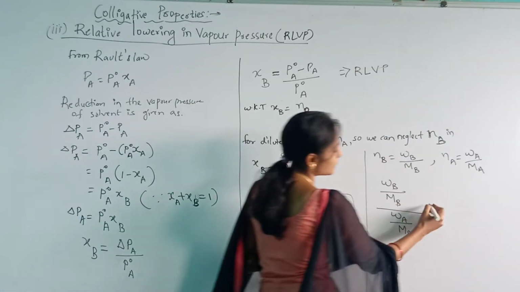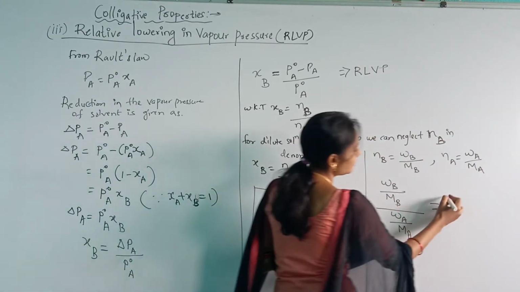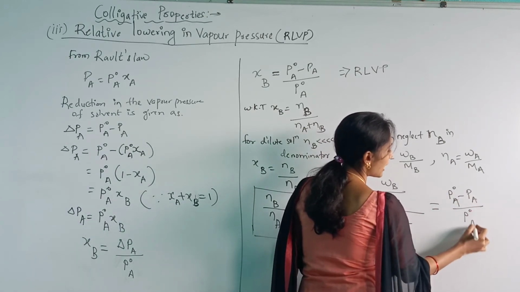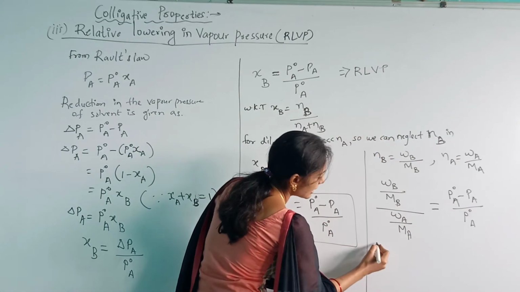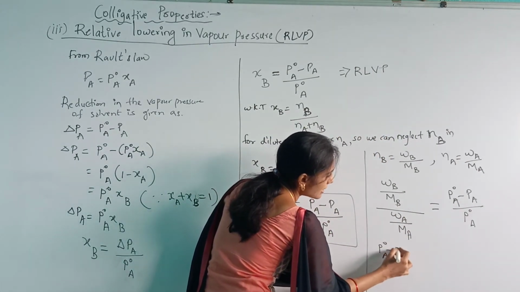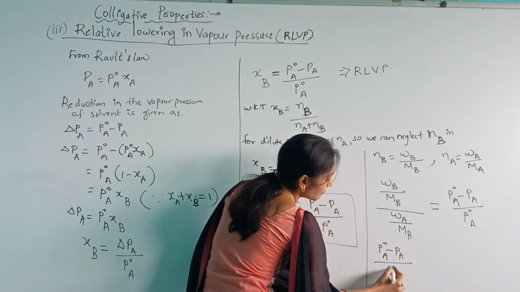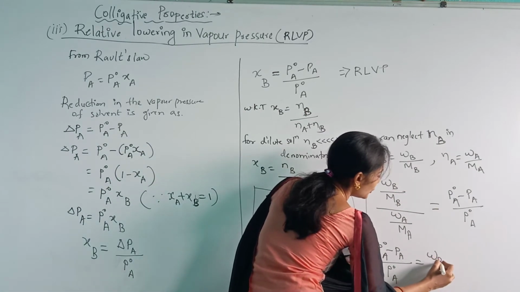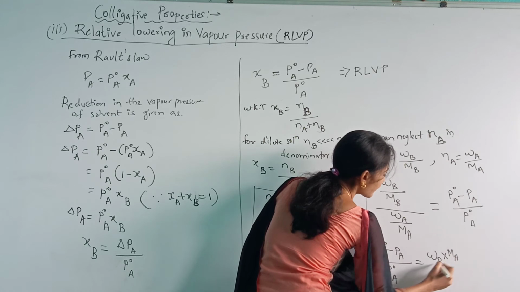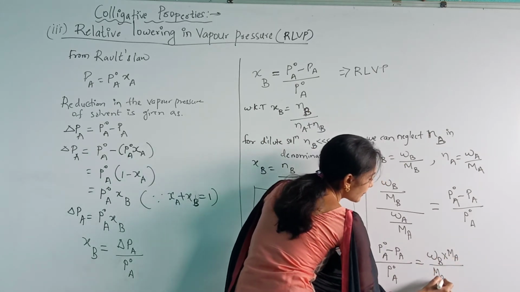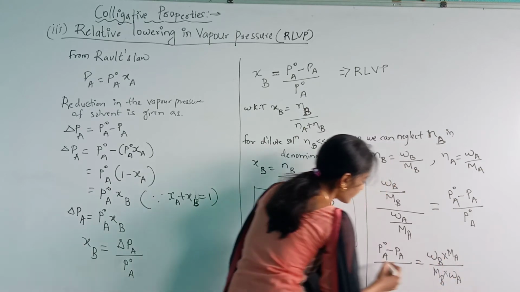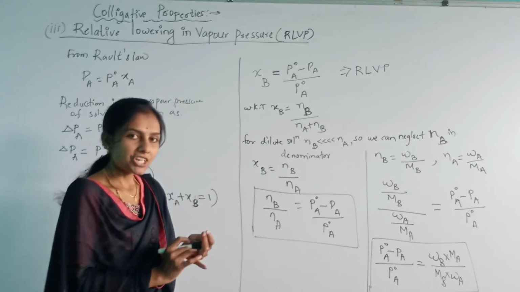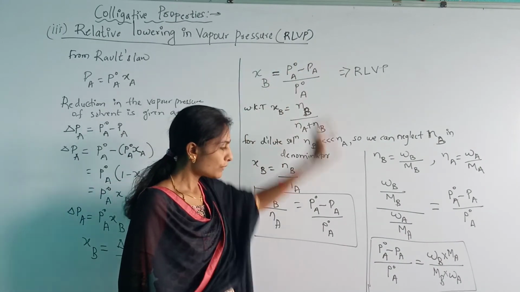molecular weight of solvent. This will become equal to, what is the term? P naught A minus PA by P naught A. Just rearranging the terms, can I write P naught A minus PA divided by P naught A will be, this MA goes up, I can write WB into MA divided by MB into WA. This is our definition or derivation of relative lowering of vapor pressure.